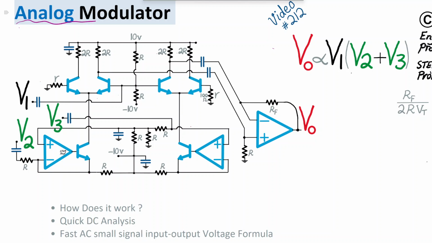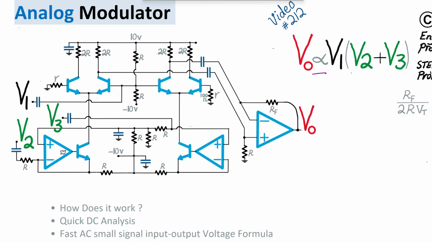An analog modulator is explained and its circuit operation is analyzed in this example, that is the 212 video in the circuit analysis and design playlist. The circuit is serving three inputs, V1, V2, V3, that are three small signal voltages. There is 10 volt and negative 10 volt bias in the circuit. And then at the output, we have voltage V out that I am going to show is proportional to the product of V1 and the sum of V2 and V3.